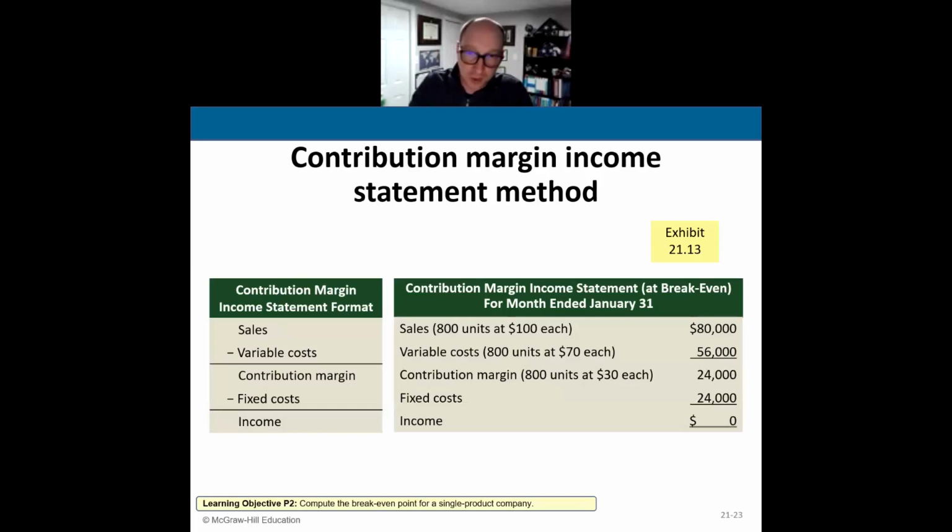So sales minus variable costs equals contribution margin. In this case, we sell at $100 apiece. We sold 800 units. That's $80,000. Minus variable costs. Variable cost is $70 a unit. 100 minus 70 is 30. $30 a unit times the 800 gives me a contribution margin of $24,000. My contribution margin is the same as my total fixed costs. Contribution margin minus fixed costs is zero. That means I need to sell $80,000 worth of units in order to break even. That's what it tells me.